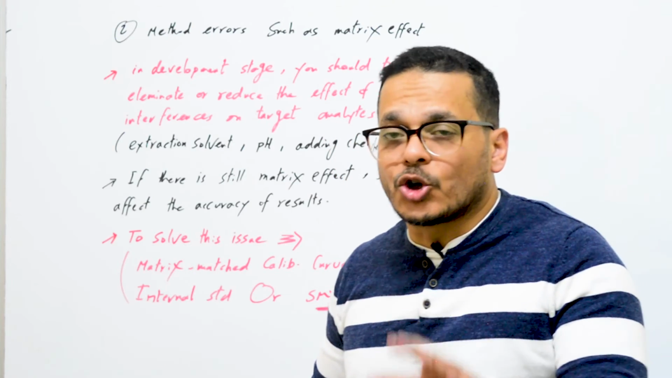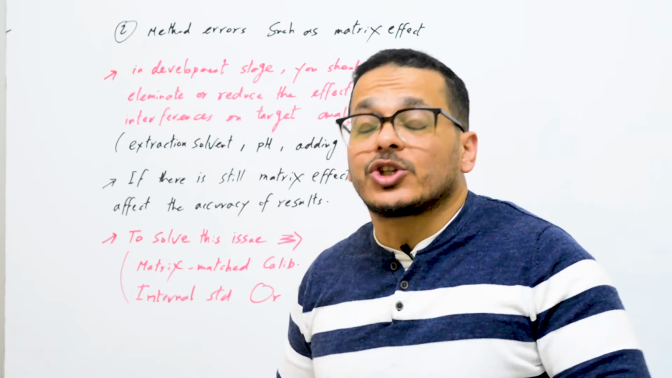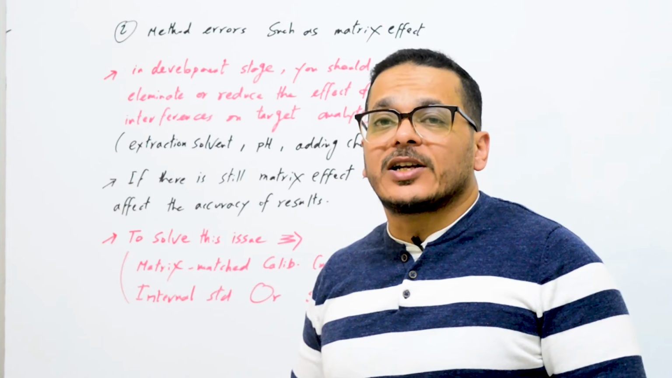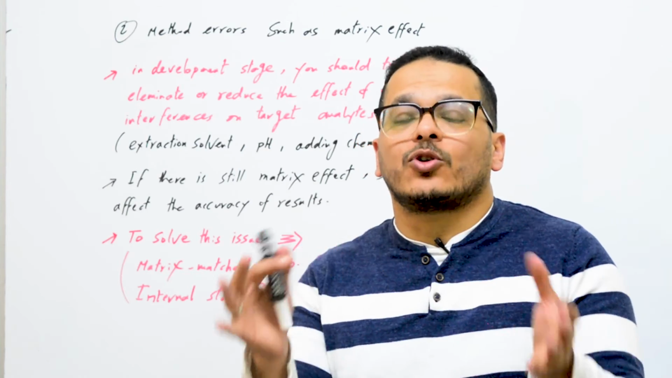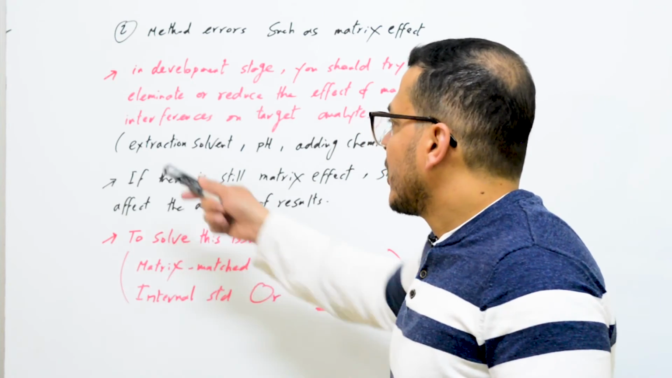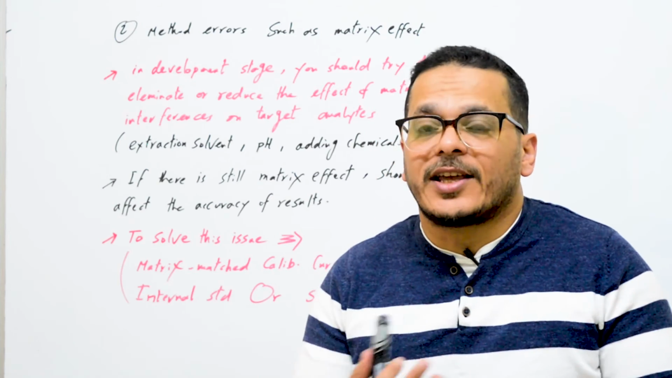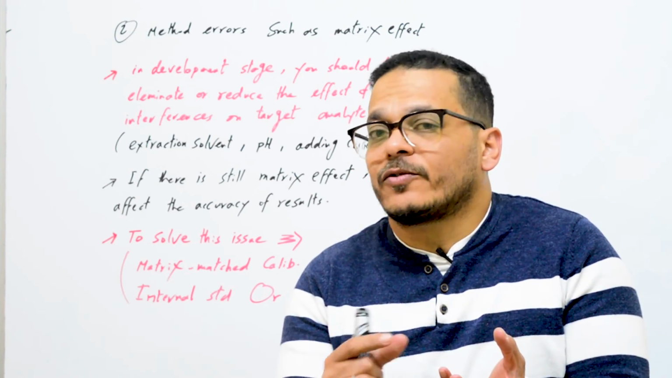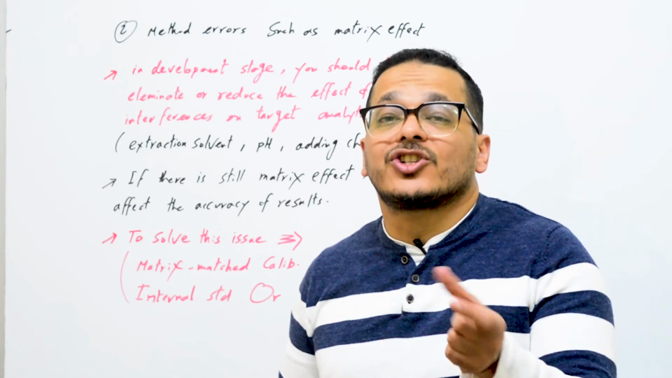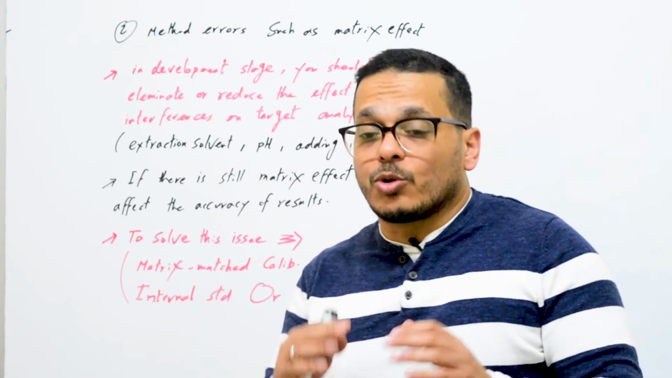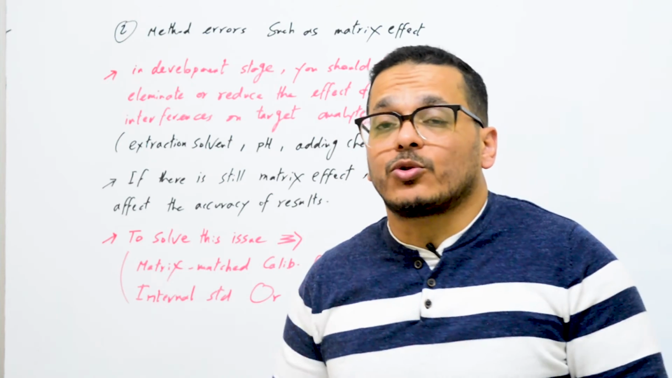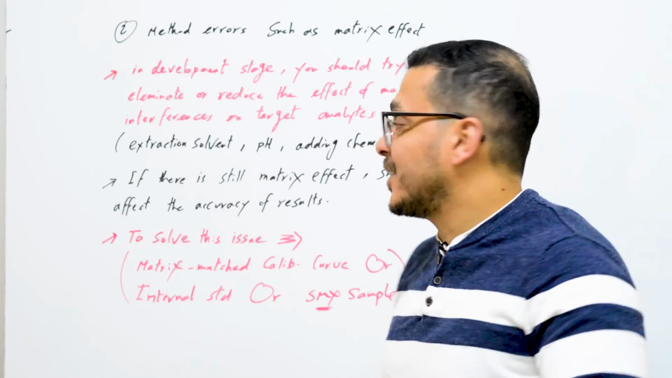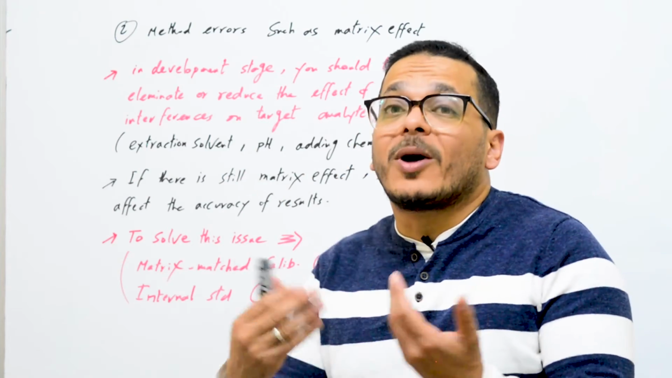So you should try to eliminate or reduce the effect of matrix interferences on target analytes during the development stage, such as by changing the extraction solvent. You can add another solvent, such as formic acid or acetic acid, to change the pH of the medium, because that may be suitable for your target analytes to be extracted. You can also change the pH of the mobile phase.